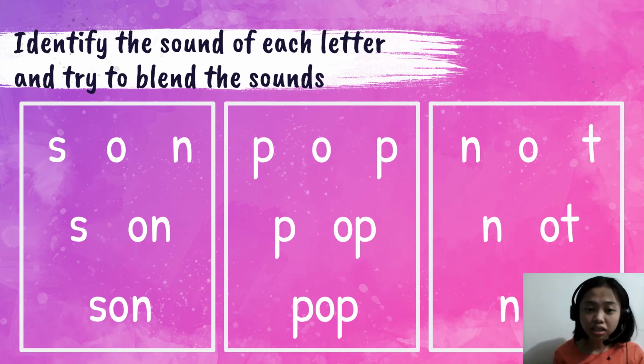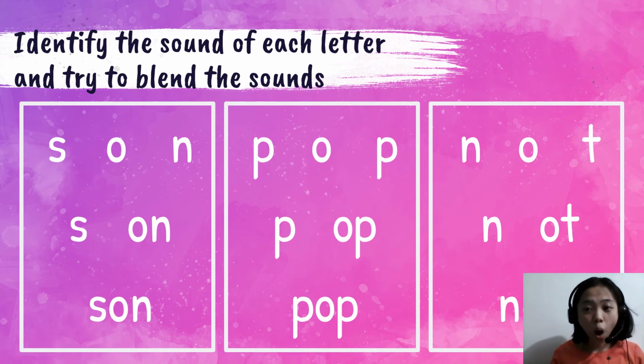Say son. It is the male kid of the parents. Their son. Yeah, that's their son. Okay, the next one: P, O, and P. P plus op equals, what's the word? Pop. Very good.